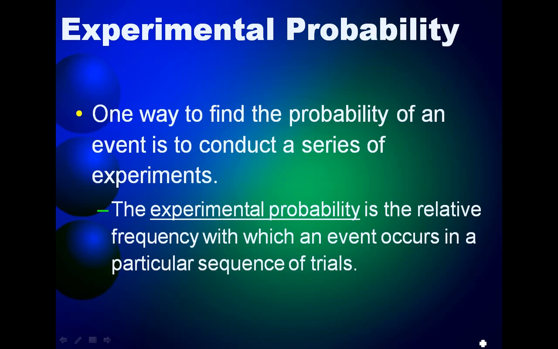So we're now looking at experimental probability. Experimental probability is what happens when you conduct an experiment, not what happens if you live in a vacuum or what is supposed to happen. It is what actually is the outcome of your experiment.